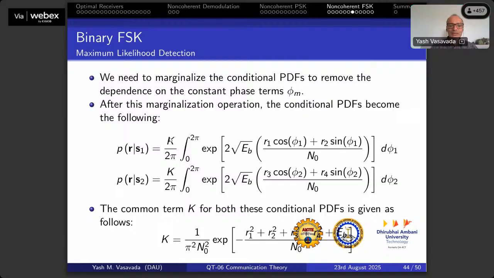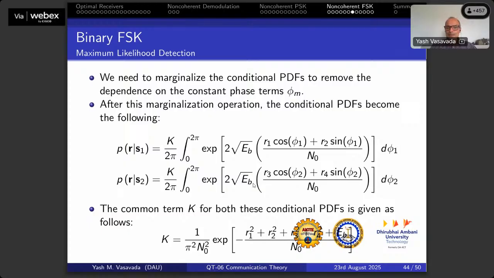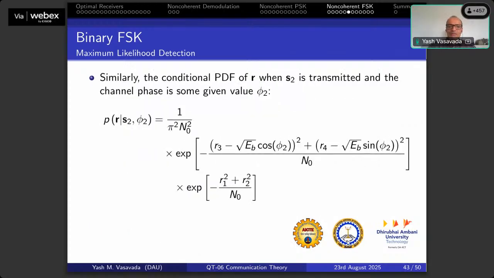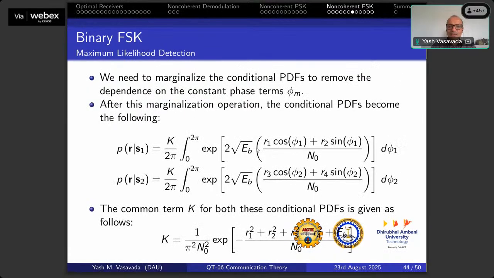Here the common term capital K is given by this expression, R1 squared, R2 squared, R3 squared, R4 squared. Where is it coming from? And EB, where is the term EB coming from? Well, when you expand out these expressions, EB cos squared phi2, EB sin squared phi2, they add up, it just becomes EB. Same way here as well. So that is where this other term EB is coming from.